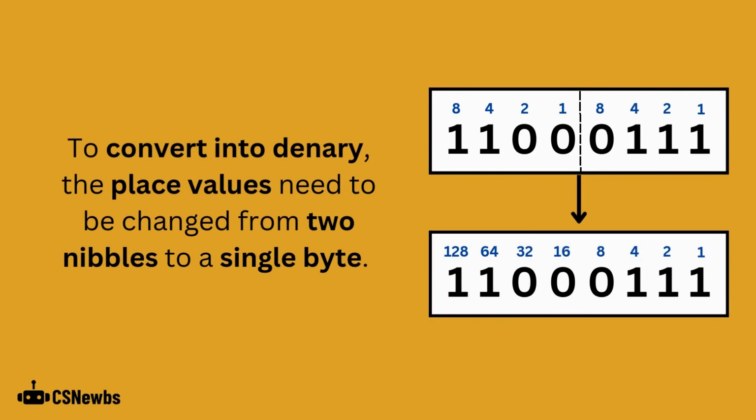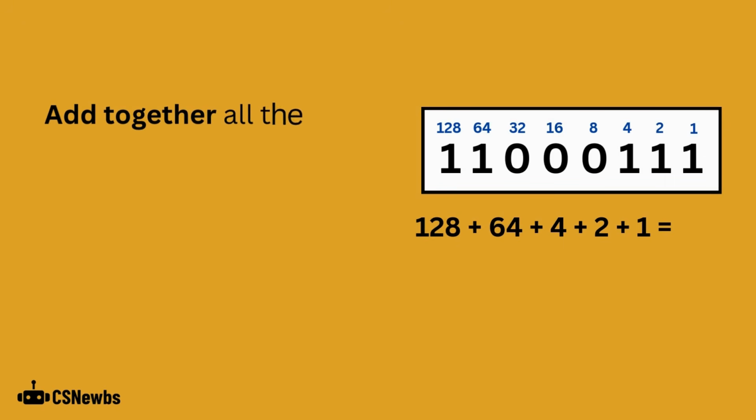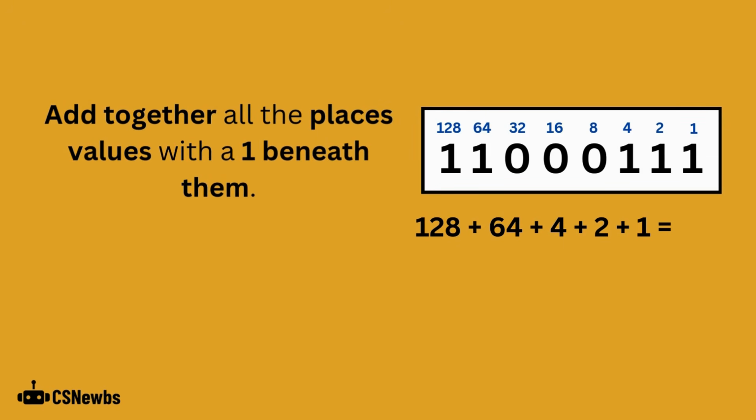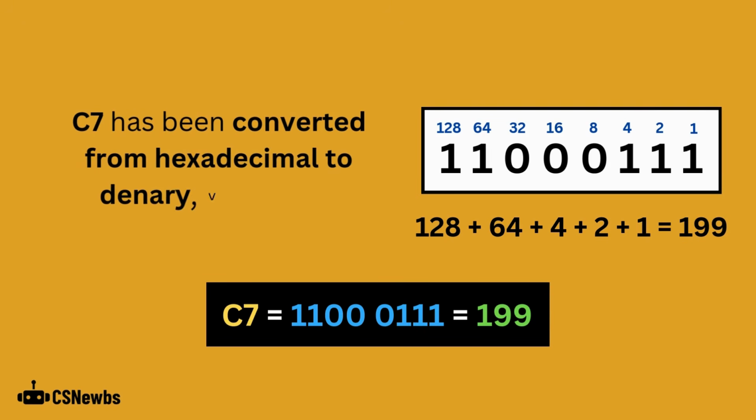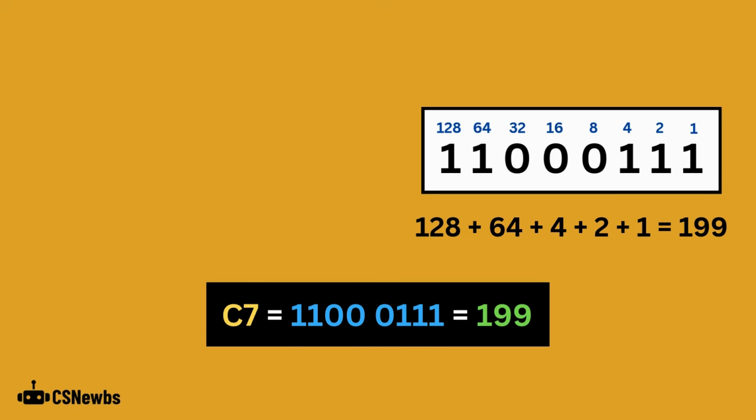To convert into denary, the place values need to be changed from two separate nibbles into a single byte, with the place values from 1 to 128, right to left. Now add together all the place values that have a 1 beneath them. 128 plus 64 plus 4 plus 2 plus 1. This gives 199, and C7 has now been converted into 199 via a binary conversion first.